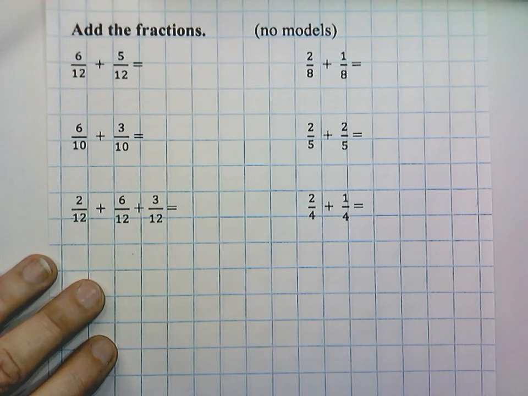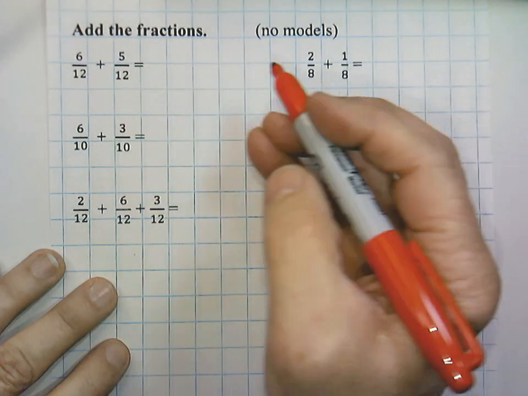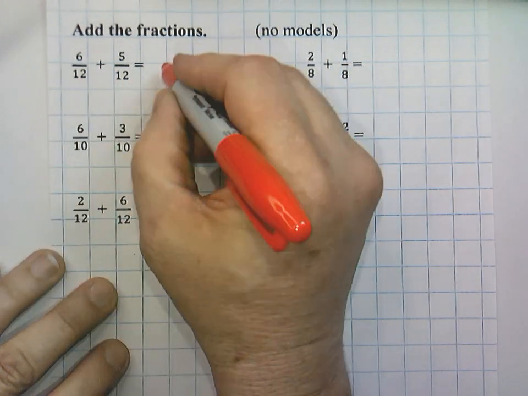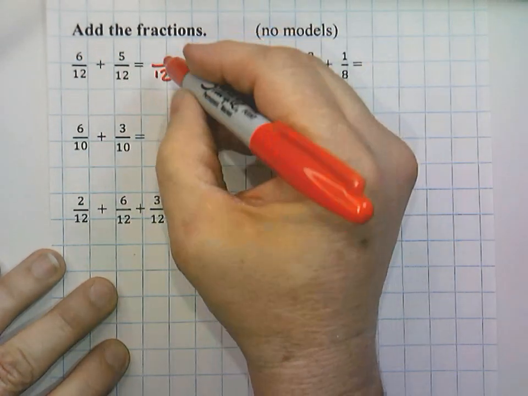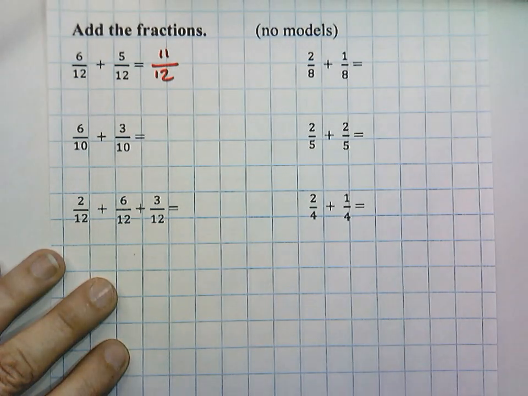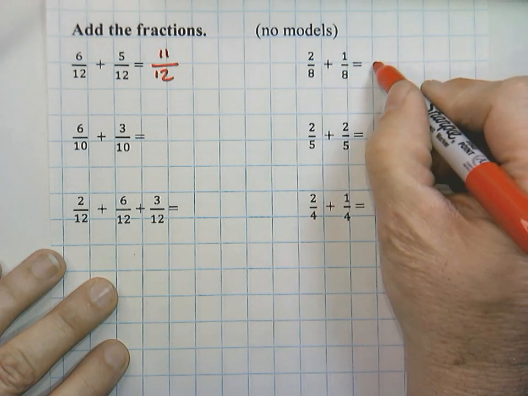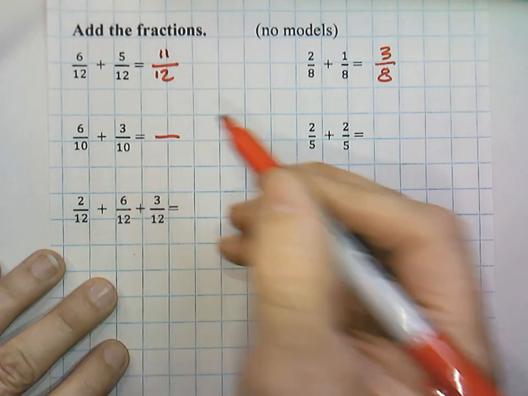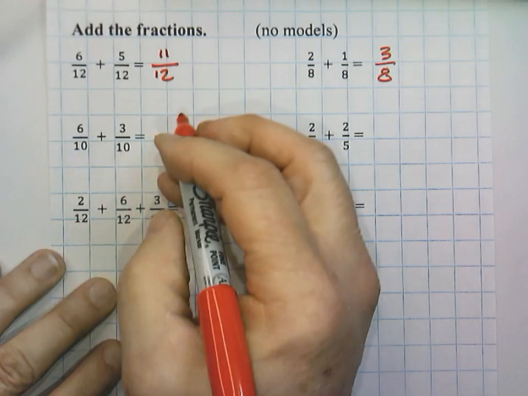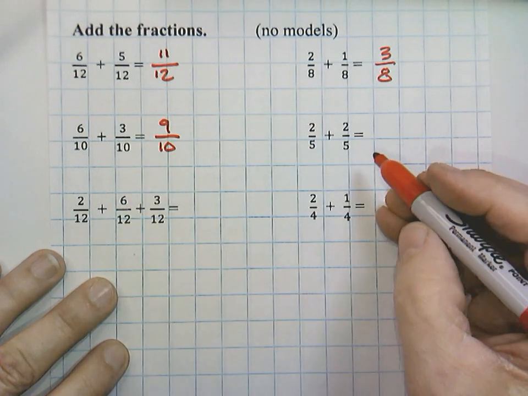Here's adding some fractions with no models. Again, really easy if we just follow the rules. Boom, boom, boom, right? 12, 12, 12. And if I add 6 plus 5, go ahead and pause if you want and try these. All right. On this one here, we have boom, boom, boom. So 3/8. These are so easy, right? 10, 10, 10, and 6 plus 3 would be 9, so 9 tenths.